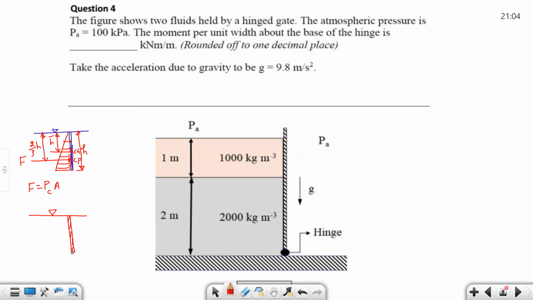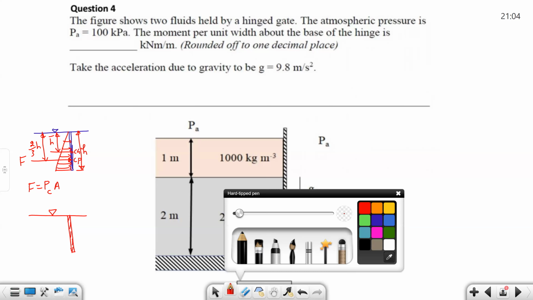So if the pressure distribution is uniform, let's say your pressure distribution is like this. So this is the pressure distribution. Then the resultant force will be acting through the centroid, the center of gravity. So your resultant force F is acting through the centroid.